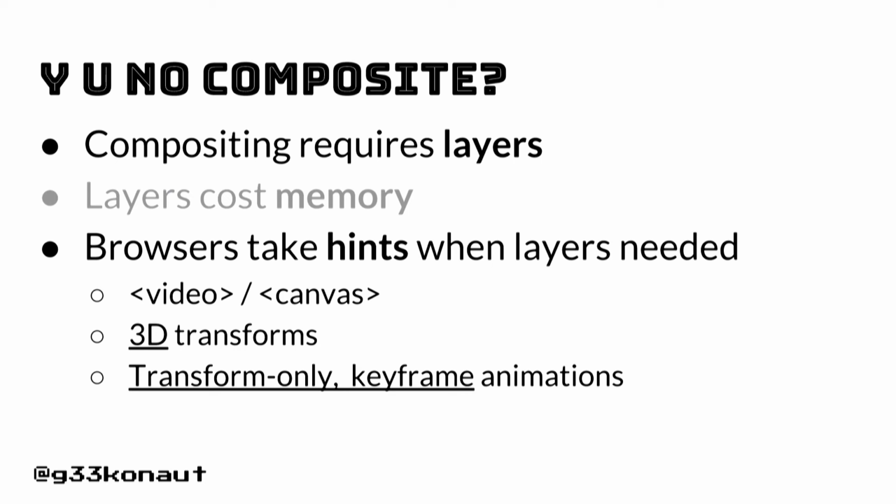That's why the translate Z hack works. The browser goes, ooh, there's something going on here, and it's Z, so it's like 3D stuff, so I'm just going to put that onto a layer. Don't do that too much, because then you cost more memory. That's not good. And then there's transform-only keyframe animations.